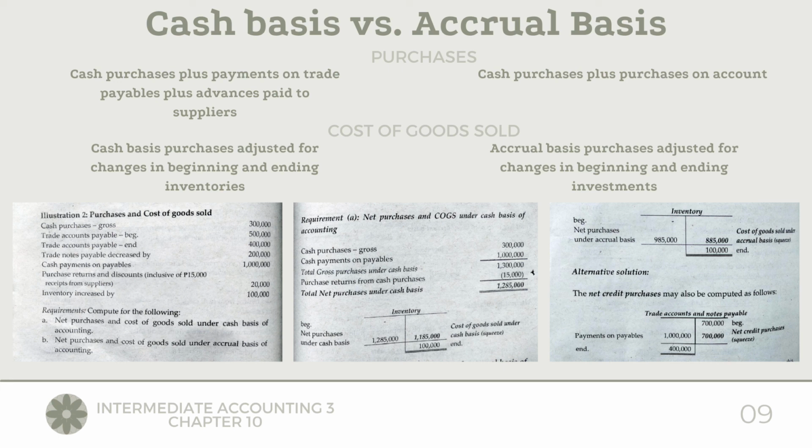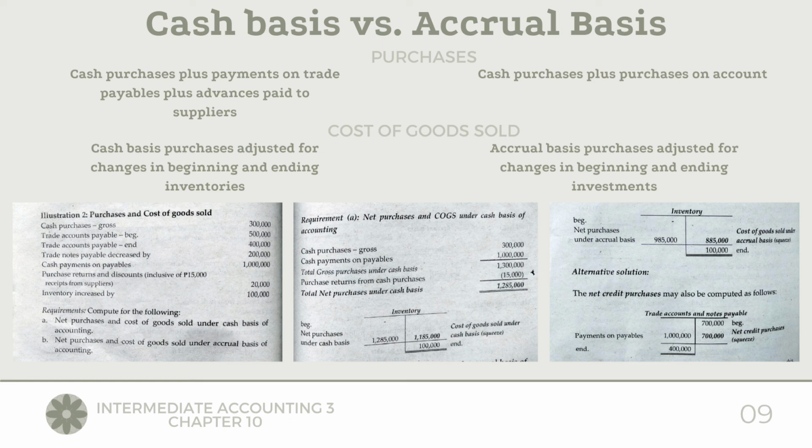On your screen is an example of purchases and cost of goods sold applying the cash and accrual basis of accounting. Requirements are the following. Compute for the net purchases and cost of goods sold under cash basis of accounting and under accrual basis of accounting. First, let us compute for the net purchases and cost of goods sold under cash basis of accounting.